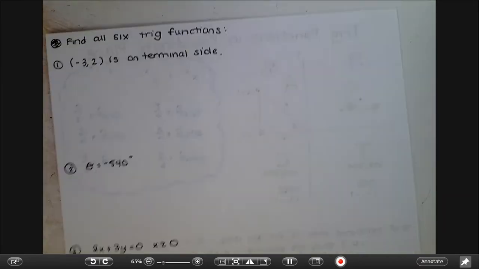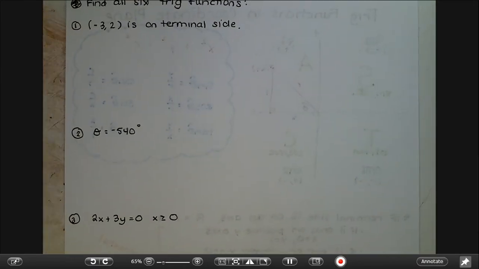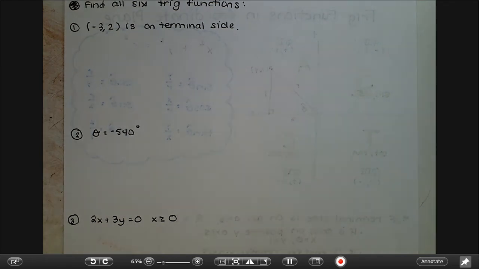All right, so I'm going to show you 4 different examples of 4 different ways that you might see these types of problems and how you would do them. So basically for these 4 problems, we're going to find all 6 trig functions. And sorry, I just thought it wasn't recording for a second. All 6 trig functions exact values.